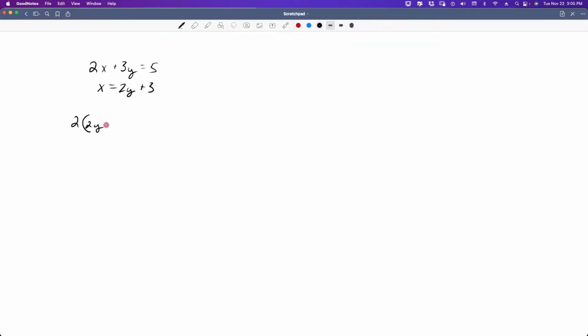So 2y plus 3 plus 3y equals 5, because we just took this value for x and substituted it in where the x was. And then we were able to solve for y.